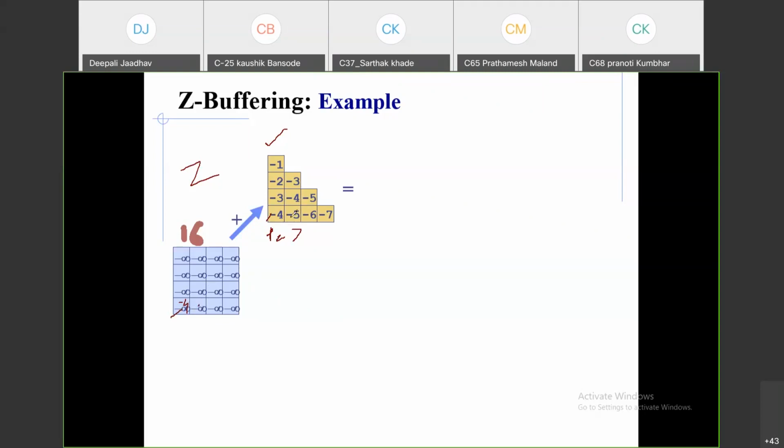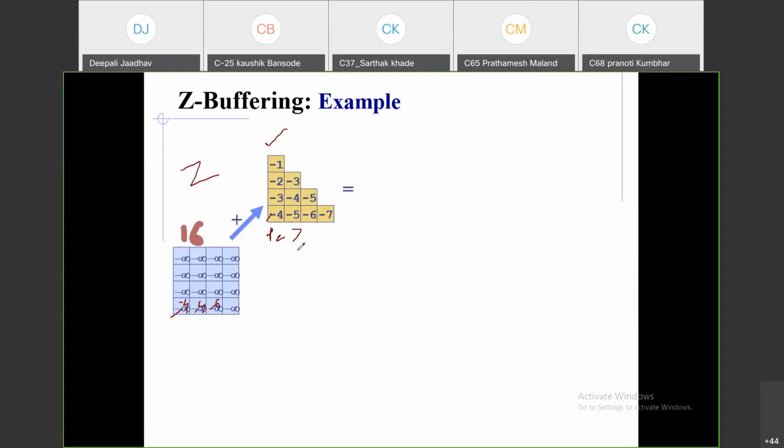Minus 4 is stored. Next we start with this pixel. So the next Z value is minus 5. Minus 5 is compared with this value. So here which is greater? Minus 5 is greater. So here the minus 5 value is stored. Next, this one compared with this one, which is greater? Minus 6 is greater. Minus infinity is the smallest value, remember that.